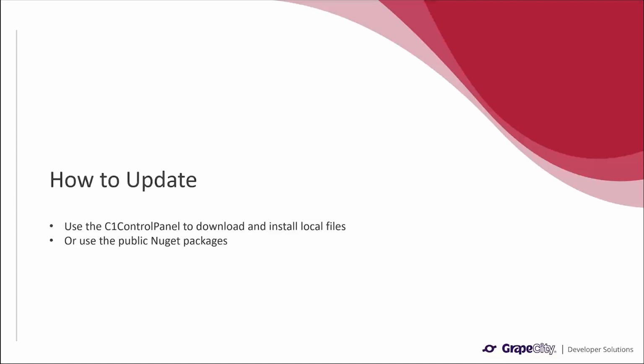So all of these updates are great and all, but what's the best way to get the updates? You have two options. One of them is to use our web installer, the C1 control panel, that lets you download and install any version of ComponentOne controls. Or if you're using our public NuGet packages, then you probably already have the update since we released it last week. But we also install local copies of the NuGet packages if you want to create a local repository. It's helpful for larger teams so you can control which versions of the libraries are being used.